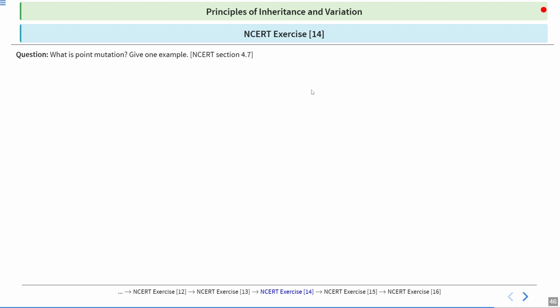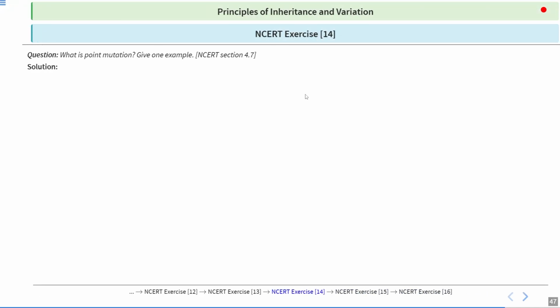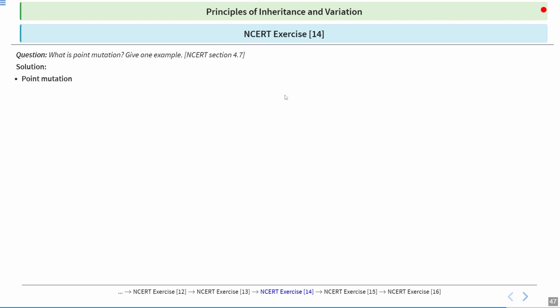So let's have a look at the answer. Point mutation is a change in the single base pair of the DNA, or a change in the single base of the DNA. Bases are complementary to each other in the DNA because DNA is a double helix. It consists of two strands. So we can write change in single base pair or change in single base of the DNA.